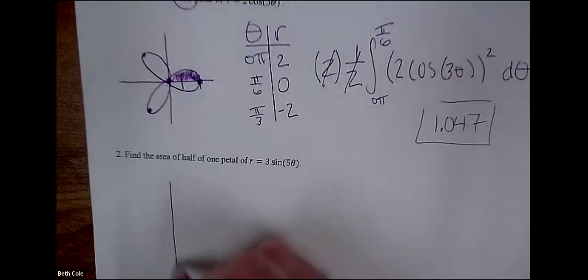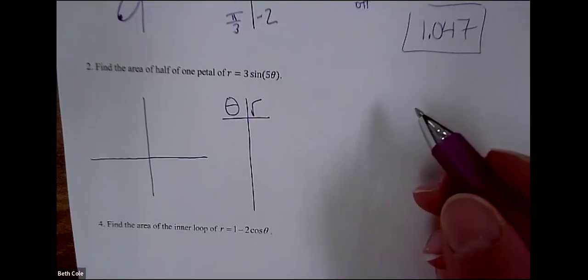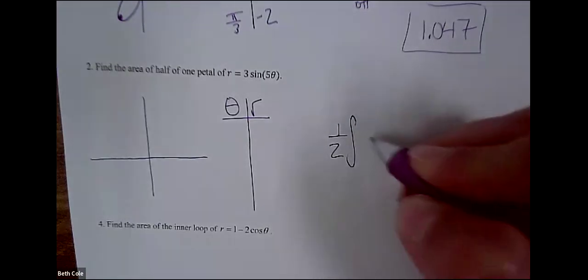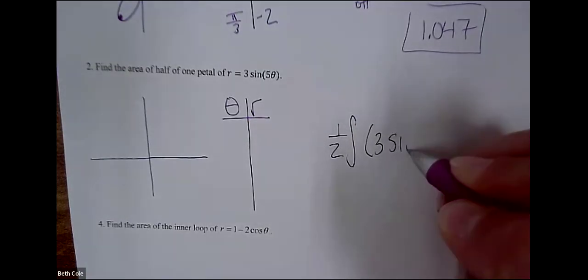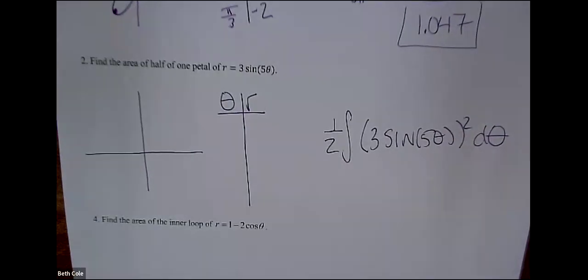Let's try it again. We're going to do a graph. In order to get our graph, we're going to need a little table. And then I would just set it up because you can get like 90% of the formula without doing anything. It's going to be 1/2 integral r squared d theta. You can pretty much set up almost the whole problem, right from the get-go. So how many petals is this one going to have? 5.